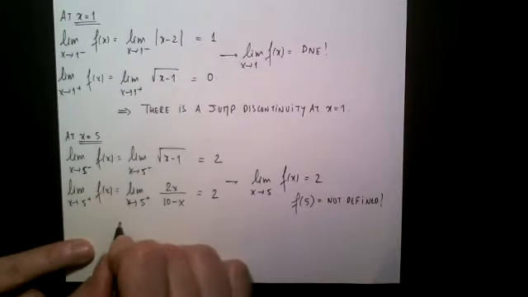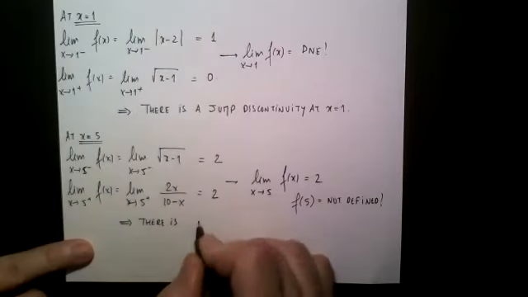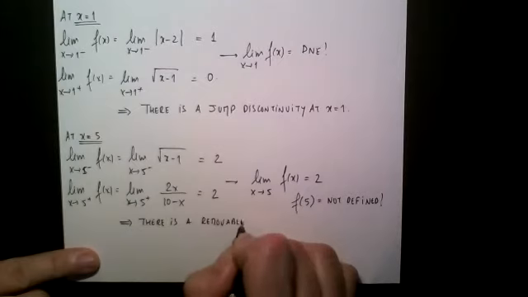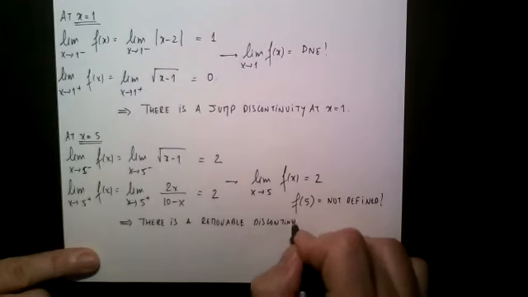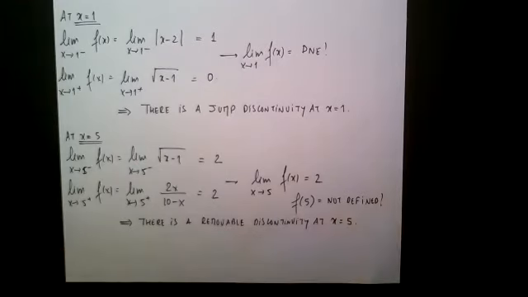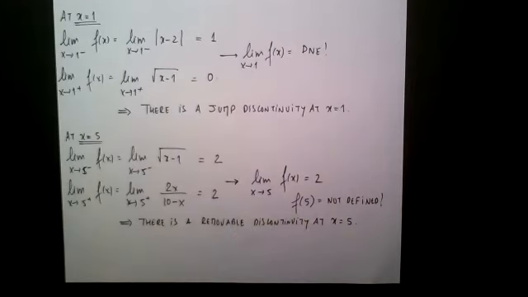What type of discontinuity? You remember what it's called? Removable, I think. Yeah, very good. Removable discontinuity at x is equal to 5. Any questions so far?